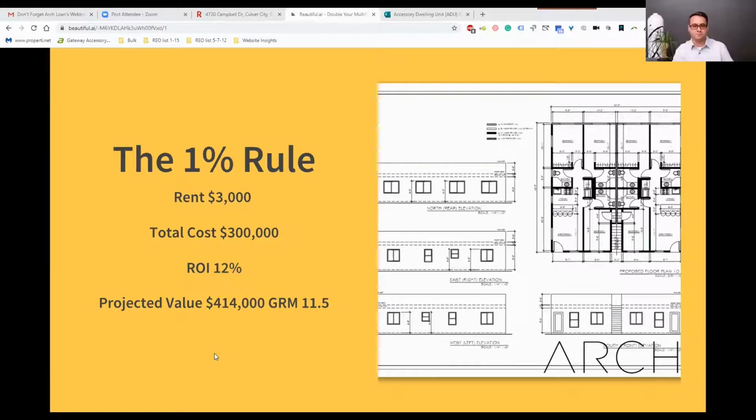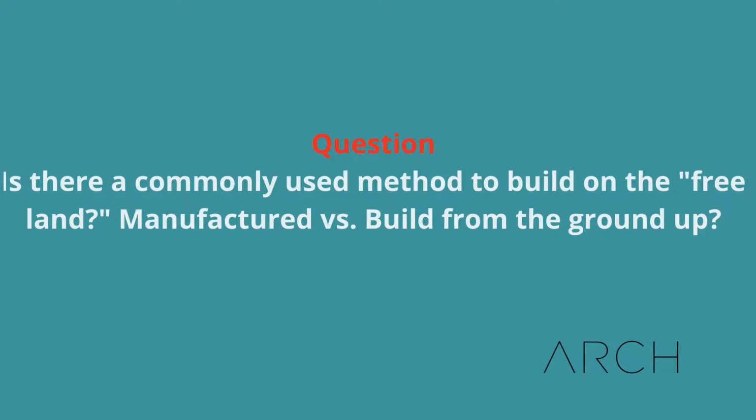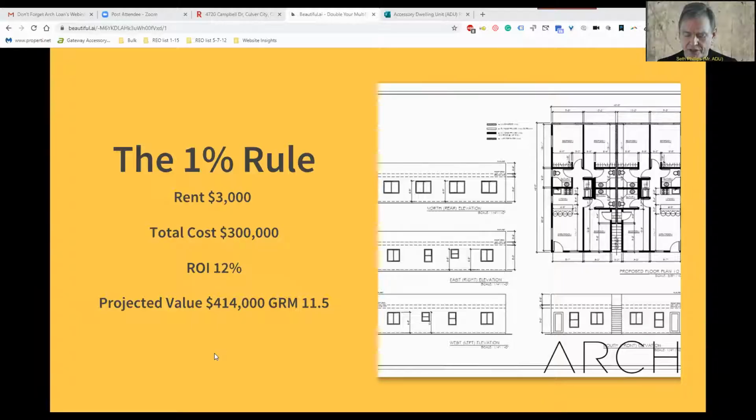Seth, I've got a question. Sure. So would you say from your past deals or current projects you're working on, is there a type of build, let's say manufactured or from the ground up, stick built? Is there a more common method if you have that free land, let's say it's an SFR with a large backyard? Yeah, and that's also a very good question, because there are many ways that you can create an ADU.